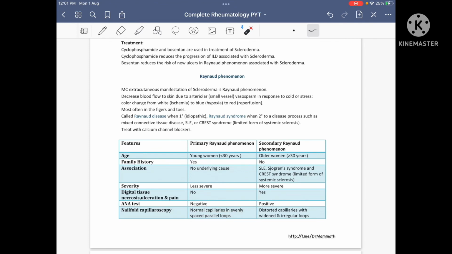The secondary Raynaud phenomenon is more common in older women, no family history, associated with other diseases, more severe. Digital necrosis or ulceration can be seen. ANA test will be positive, and the nail fold capillaroscopy will show distorted capillaries with widened and irregular loops. Treatment with calcium channel blocker.